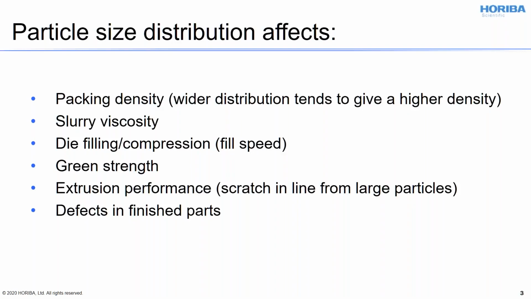If you look at die filling and compression, you'll see fill speed being a function of particle size, and that really tells you how fast you can run your manufacturing. Going back to that packing density statement, you're looking at green strength and defects in finished parts, and kind of in between is extrusion performance, particularly if you have some large particles, they can start to give you scratches along surfaces and the like. So particle distribution has a strong effect on your processing and final part performance for ceramic materials.